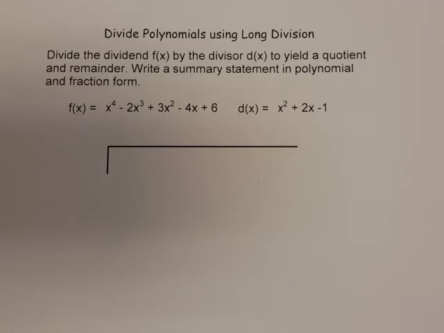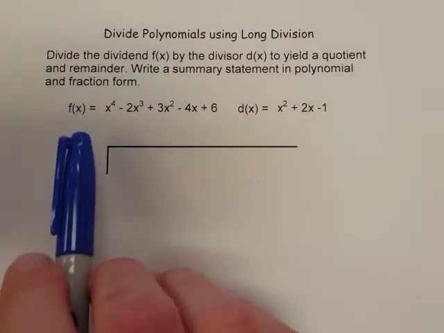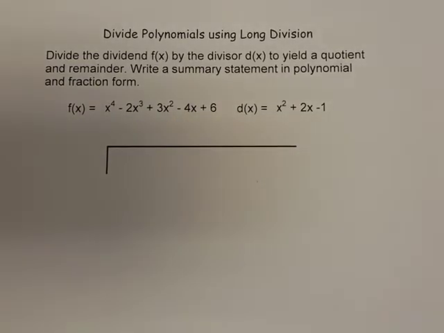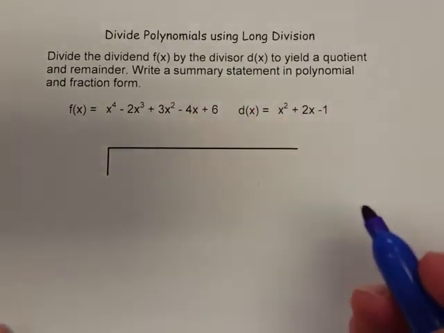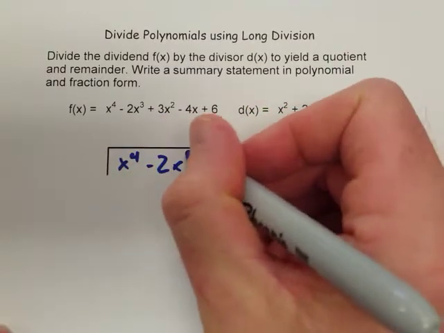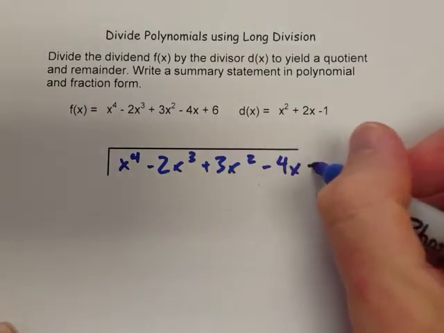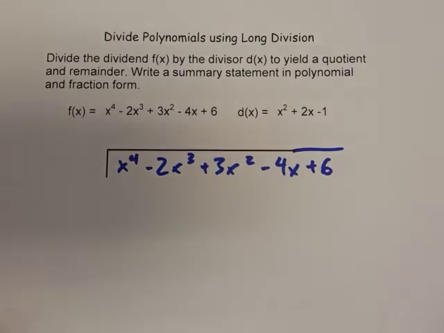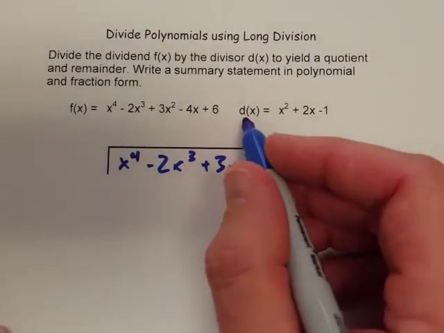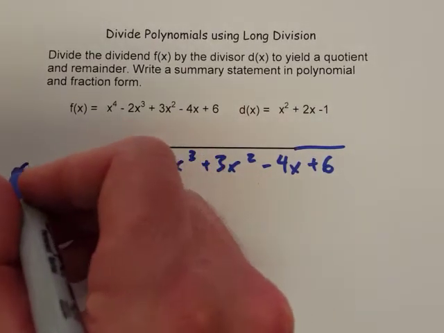So first thing that we need to do is just identify what we are dividing. And it says we've got here, divide the dividend f of x. The dividend here, that's the part that goes inside the division bar. So I'm going to put that x to the fourth minus 2x cubed plus 3x squared minus 4x plus 6. I'm going to put that on the inside. That is considered the dividend. The divisor, d of x, that's the little part. That's what goes out here. And so we're going to put this out in front.